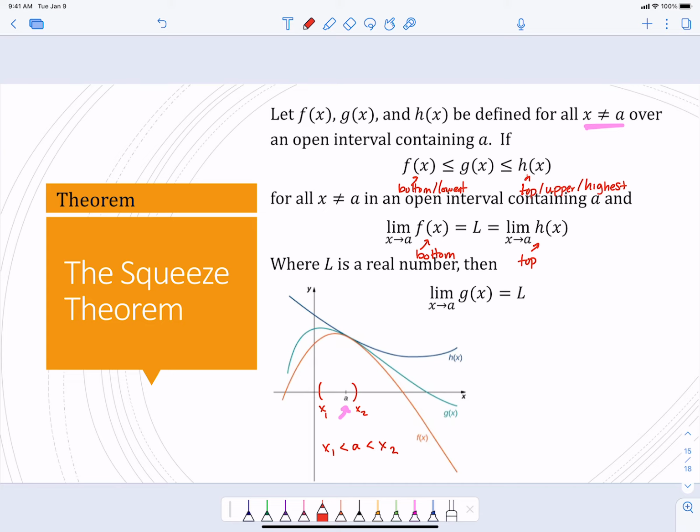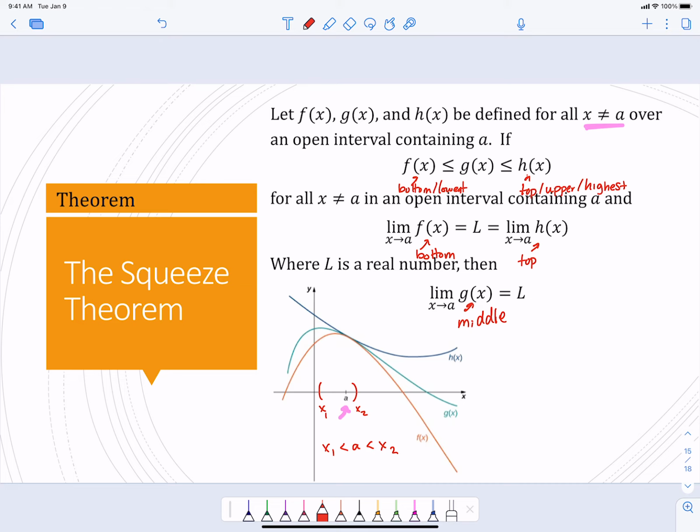then the limit of the middle function, this is g, the middle, that limit is also L. So the idea is this is another place in math where we're calling this exactly what's happening. We're taking that function g of x that's in the middle and we're squeezing it between two functions. We've got one that's always below it, one that's always above it in that interval. And if the one on the bottom and the one on the top go to the same limit as you go to a, then the one in the middle has to also go to the same limit.